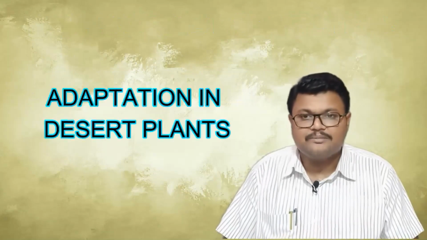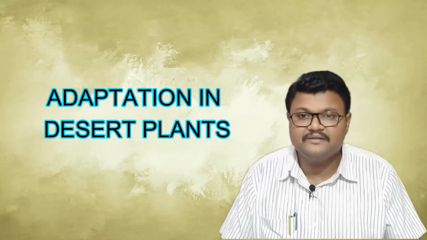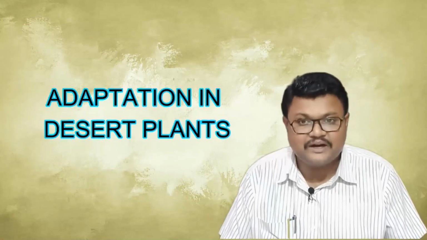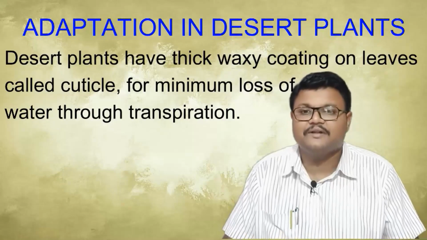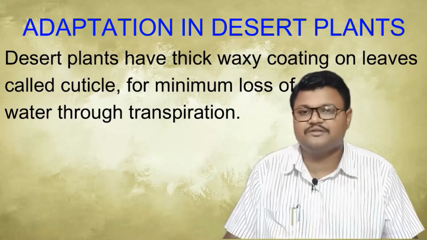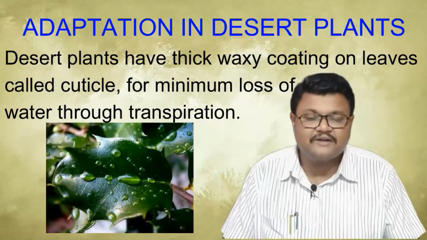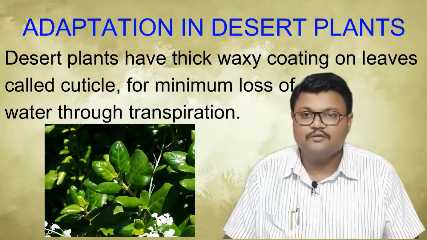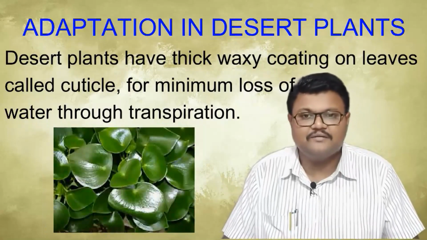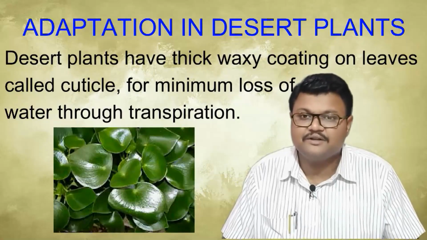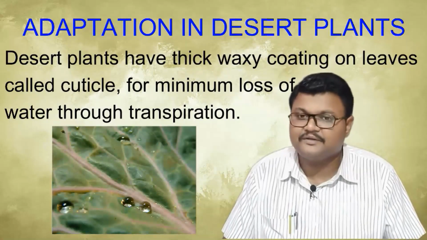Adaptation number 2, adaptation in the desert plants. So students, we have 3 main examples of adaptation of the plants which are present in the deserts. Point number 1, these desert plants have a thick waxy coating on the surface of their leaves, so that this wax or fatty content will not allow a higher amount of water to flow out through the stomata. So this is one of the adaptations of the desert plants, wherein the majority of the leaves are made up of a waxy cuticle on their surface. This is point number 1.